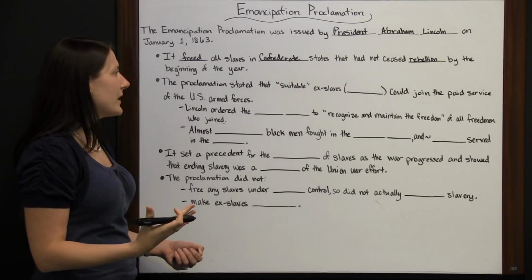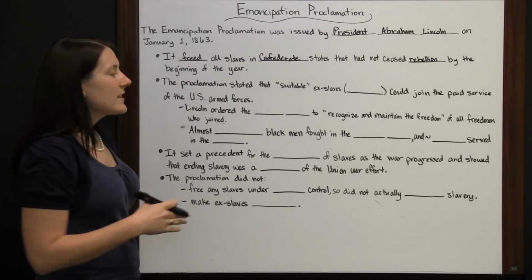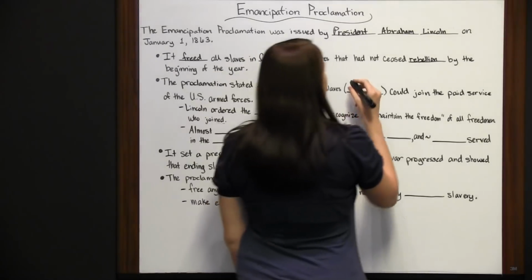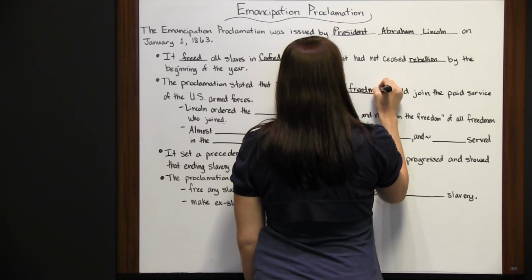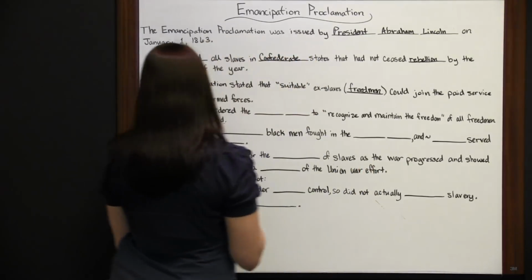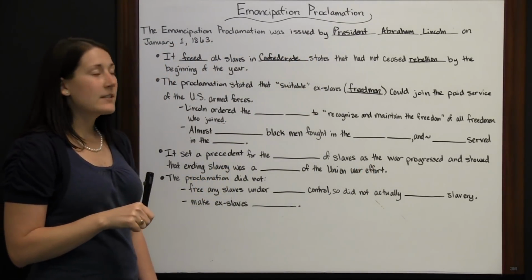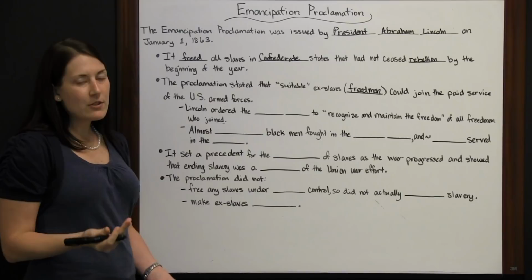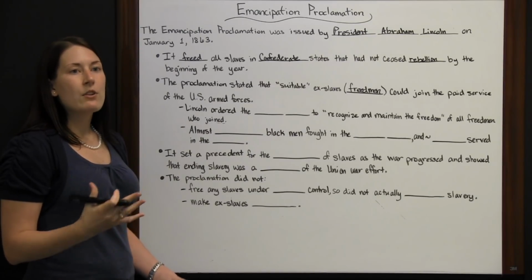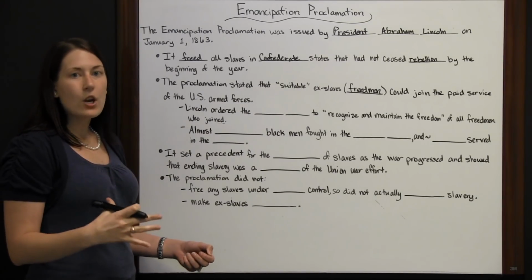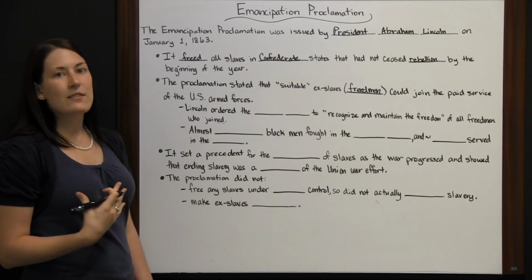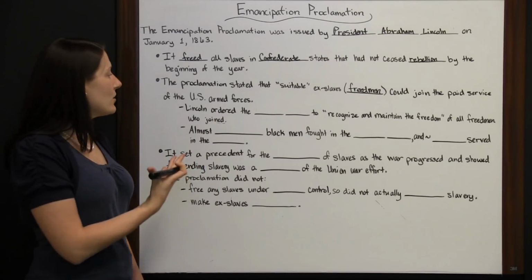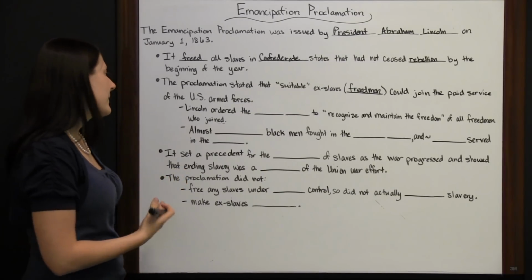It effectively freed them. The proclamation stated that suitable ex-slaves, also known as freedmen, could join the paid service of the United States Armed Forces. So they had to be suitable. They pretty much only took men, and they were going to want healthy, younger men that could actually do some fighting. So suitable ex-slaves could join. They could be paid to be part of the Union Army.